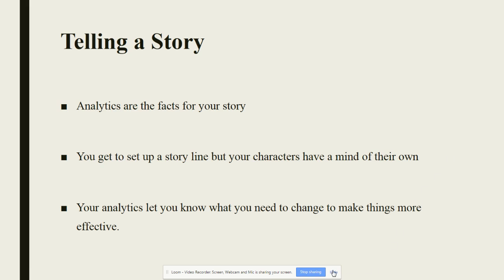So first off, analytics and the idea of marketing and sales analytics is really about storytelling. So the idea of analytics is to tell a story about the progress of your service or product and to learn and grow from it. The analytics let you know how consumers are reacting to your marketing and sales techniques.